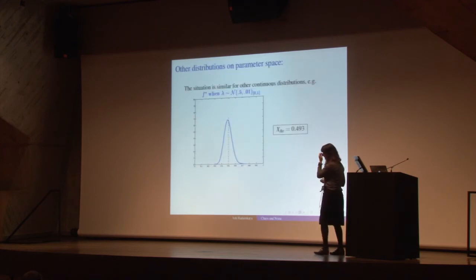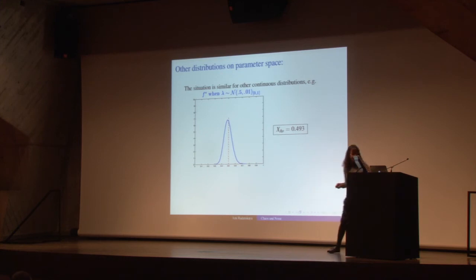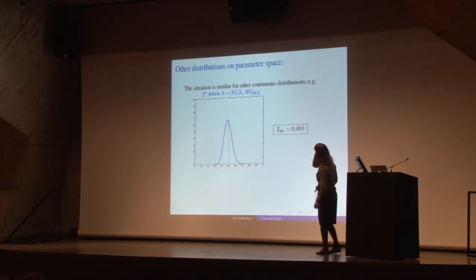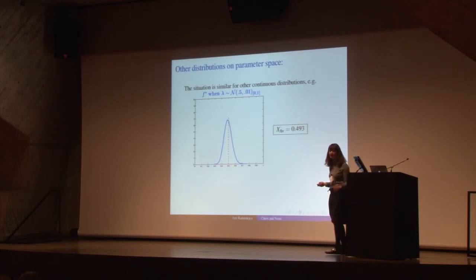Alrighty, now other distributions. That was when I picked a uniform distribution of lambdas. We can look at other distributions. Here's a normal distribution. But no matter what distribution you pick, that theorem didn't depend on the distribution. You get that the average is smaller.